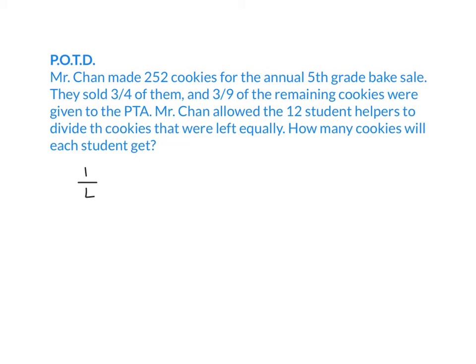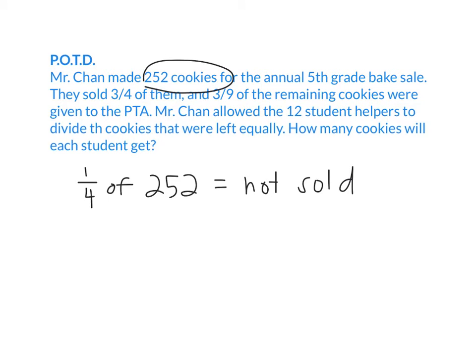So let's put 1/4 of 252, right? Because that's all the cookies that were not sold. Because we know altogether there's 252 cookies, and they sold 3/4 of them, which means 1/4 was not sold. Do you guys agree? Okay. Now, 3/9 of those remaining cookies were given to the PTA. Is that 3/9 of 252 cookies, or 3/9 of what was left over? Yes, 3/9 of what was not sold.